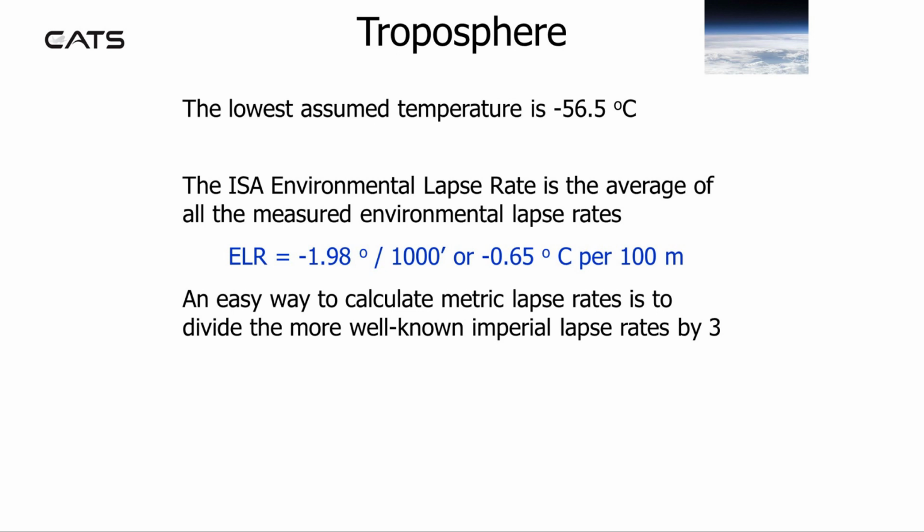The troposphere. The lowest assumed temperature is minus 56.5 degrees Celsius. The ISA environmental lapse rate is the average of all the measured environmental lapse rates. The ELR is minus 1.98 degrees per 1,000 feet, or minus 0.65 degrees Celsius per 100 meters. An easy way to calculate metric lapse rates is to divide the more well-known imperial lapse rates by 3.